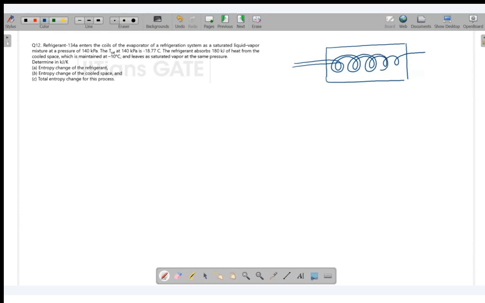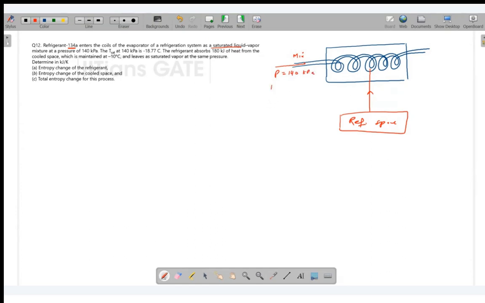So refrigerant actually flows inside this coil, which absorbs heat from the space. This refrigerant is absorbing heat from the space which you want to cool. It is called the refrigerated space. The refrigerant flowing here is 134a. It is entering the coil of the evaporator of the system as a saturated liquid-vapor mixture. So we have a mixture here at a pressure of 140 kilopascal.